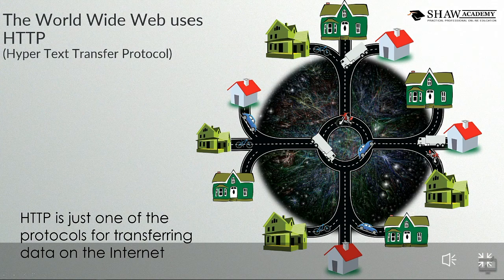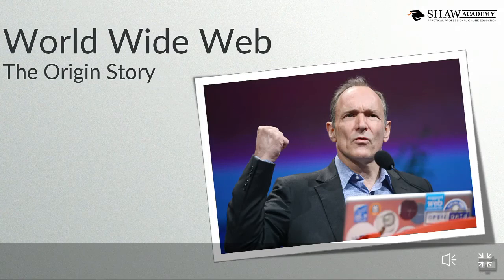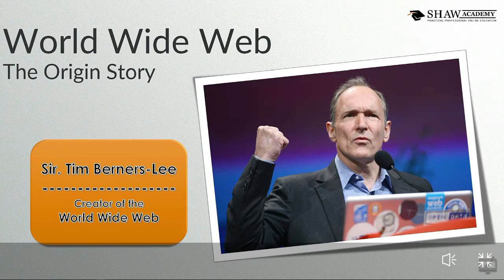That's how all that works. Alright, so how did the web come to be? So this is Sir Tim Berners-Lee. He is the creator of the World Wide Web. He created it back in 1989 in CERN.